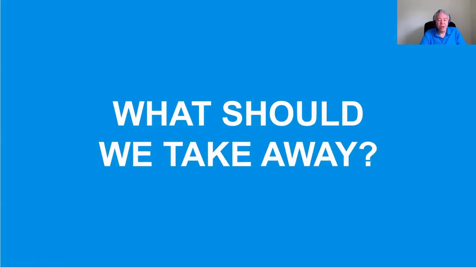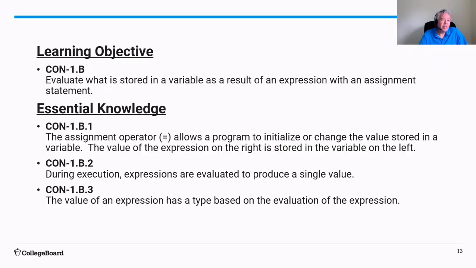Okay, that's our video for today. So here are our key takeaways. First thing, we wanted to make sure that we learn how to evaluate what is stored in a variable as a result of an expression with an assignment statement. The essential knowledge pieces: the assignment operator, the equal sign, allows a program to initialize, to set its initial value, or change the value stored in a variable. We always do this moving from right to left.